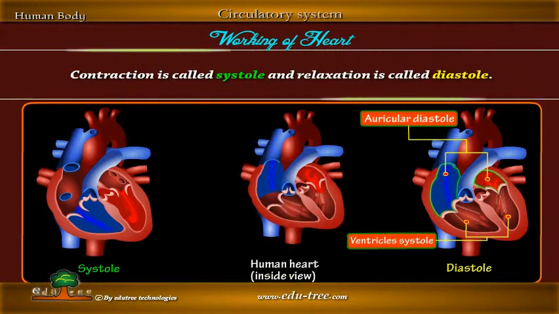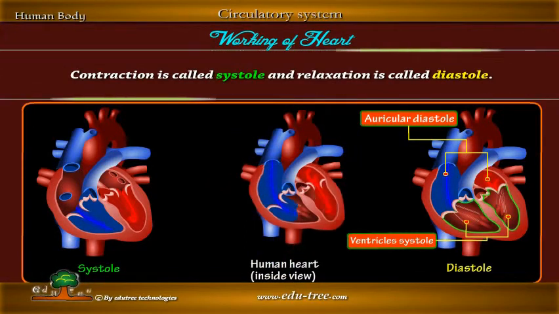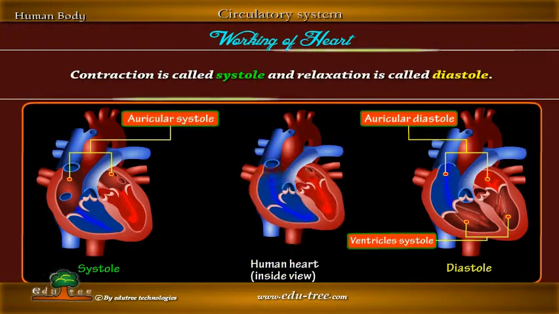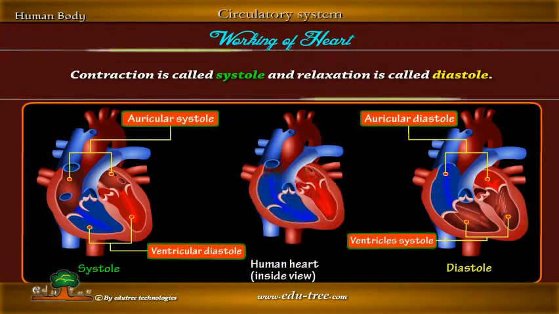When the auricles are filled with blood, they are in relaxation phase. This is called auricular diastole. By now, ventricles will push the blood into the aorta and pulmonary artery by their contraction. This is called ventricular systole. Whereas on the left hand side, the conditions of auricular systole and ventricular diastole are shown.